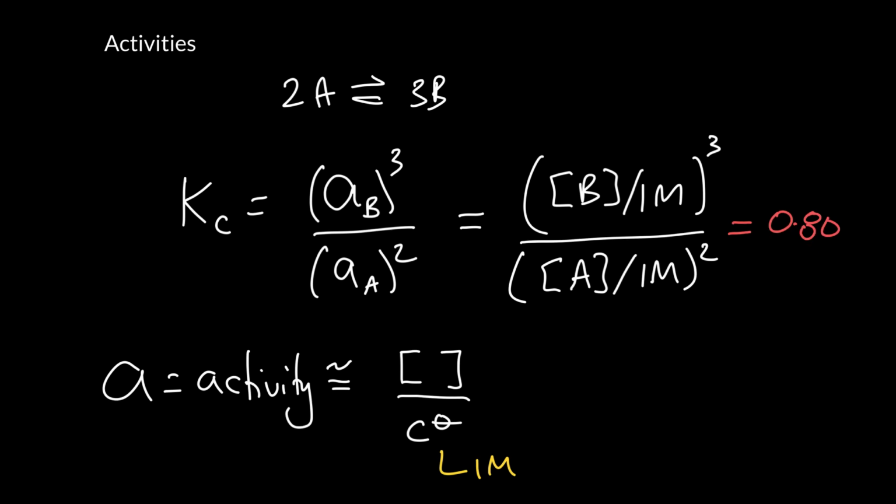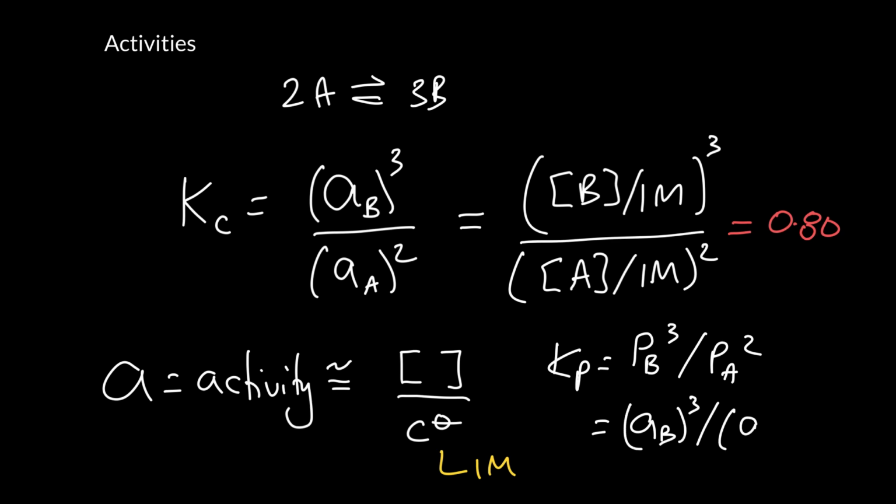and it doesn't have any units whatsoever. Now, if you're dealing with gases, so if you're dealing with Kp, we could write the Kp expression as the partial pressure of B cubed over the partial pressure of A squared. In reality, it's the activity of B cubed divided by the activity of A squared. And when we're dealing with gases, the activity of a gas is equal to the partial pressure of the gas divided by the standard pressure of a gas, which again we take to be 1 atmosphere. So again, if we're dividing by 1, we're not changing the number, but the units are essentially canceled out, and so we just have pure numbers.